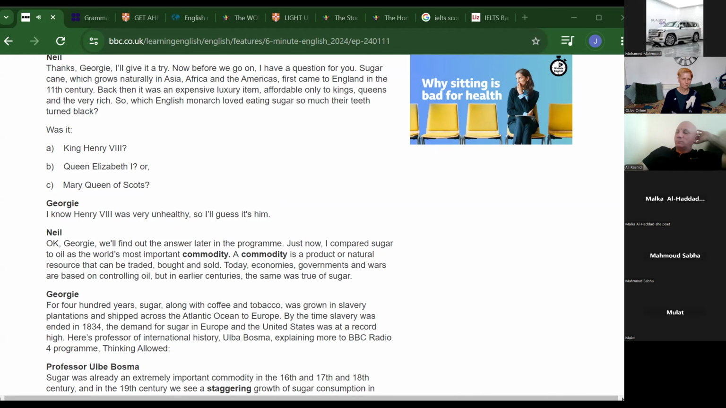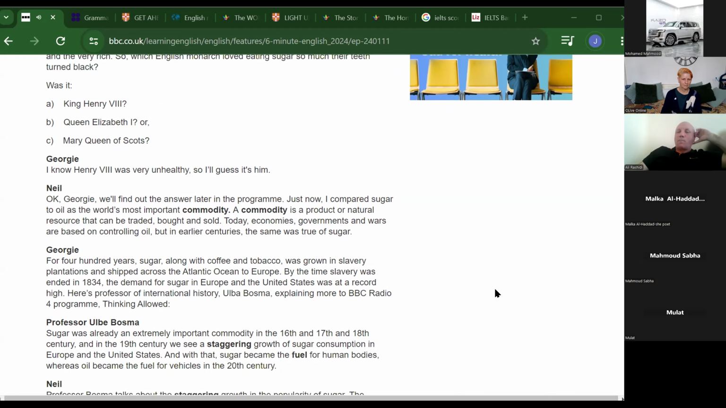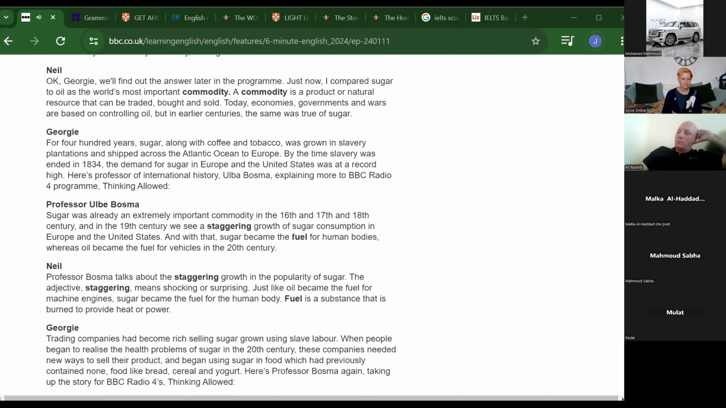Just now, I compared sugar to oil as the world's most important commodity. A commodity is a product or natural resource that can be traded, bought, and sold. Today, economies, governments, and wars are based on controlling oil, but in earlier centuries, the same was true of sugar. For 400 years, sugar, along with coffee and tobacco, was grown in slavery plantations and shipped across the Atlantic Ocean to Europe. By the time slavery was ended in 1834, the demand for sugar in Europe and the United States was at a record high.